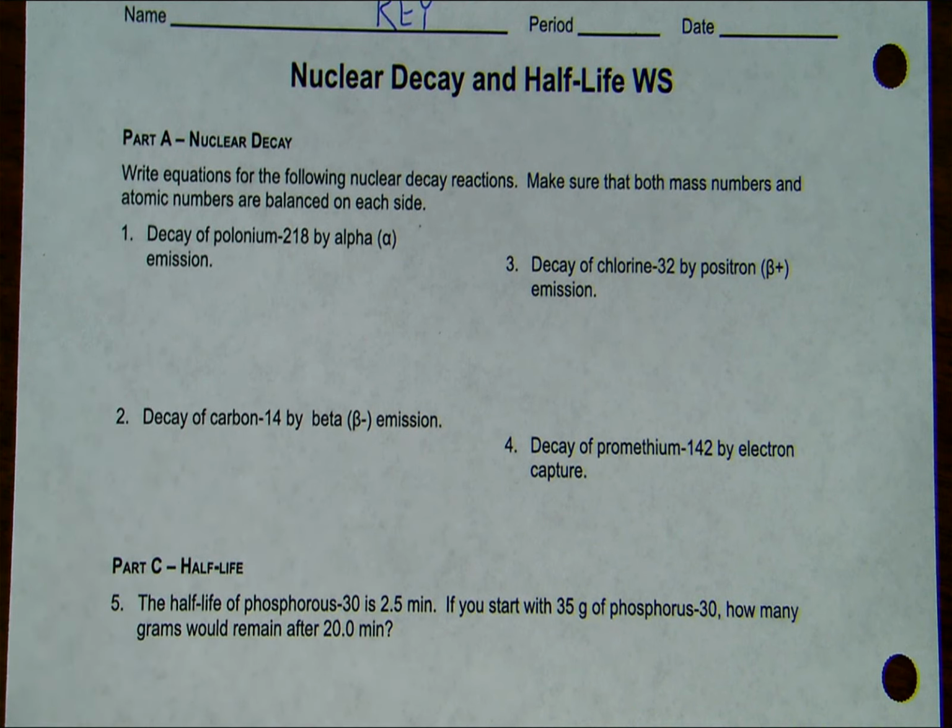All right, this is for Chemistry CP, debriefing on the homework assignment titled Nuclear Decay and Half-Life Worksheet. Part A, write equations for the following nuclear decay reactions. Make sure that both mass numbers and atomic numbers are balanced on each side. Number one, decay of polonium-218 by alpha emission.